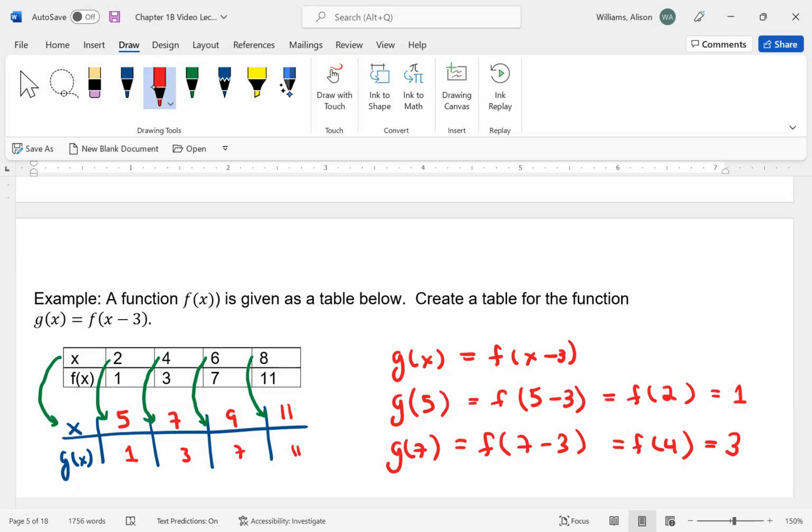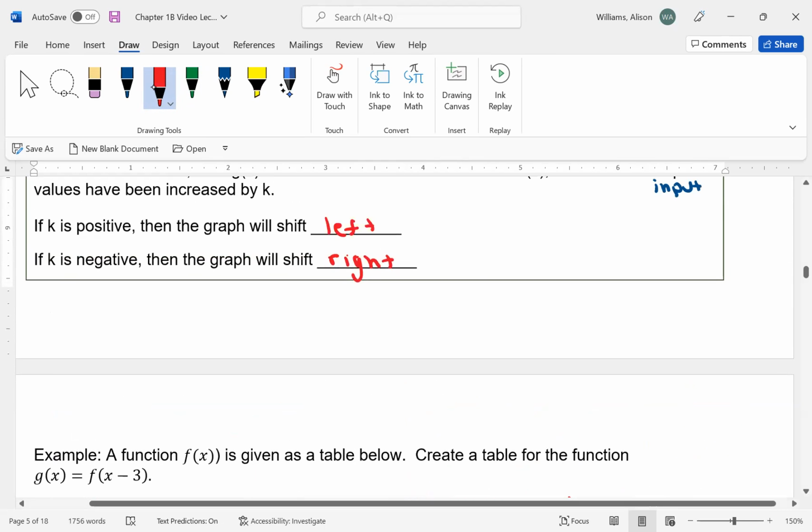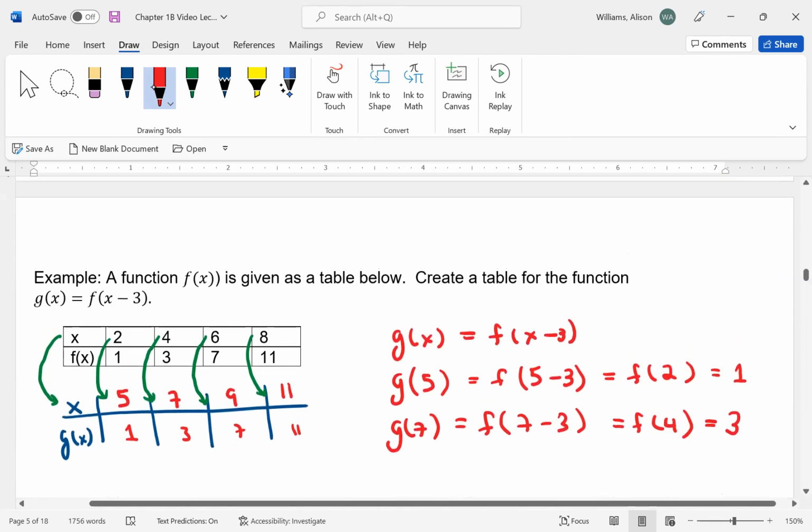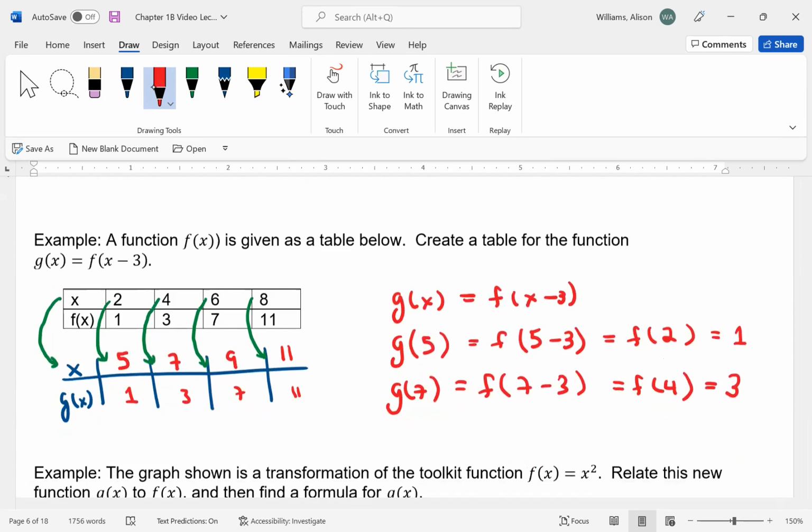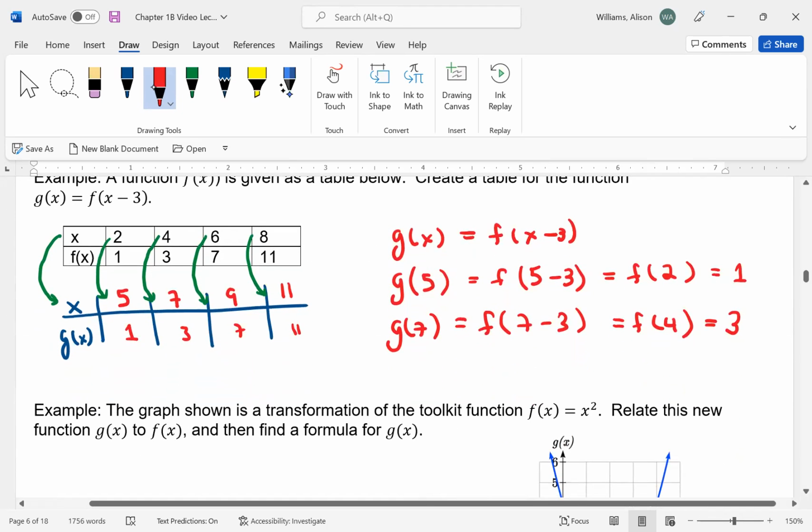Because in order to subtract a 3, it ends up actually adding 3 to the input values. And that's why the direction that a horizontal shift goes kind of goes the opposite of what we expect. When k is positive, it shifts left. When k is negative, like in our example, it shifts right, because we're adding, not really subtracting, in order to make these values work. A little bit interesting that way. Kind of goes the opposite of what we expect.